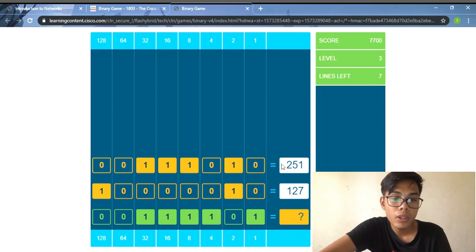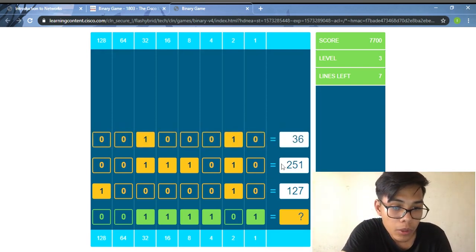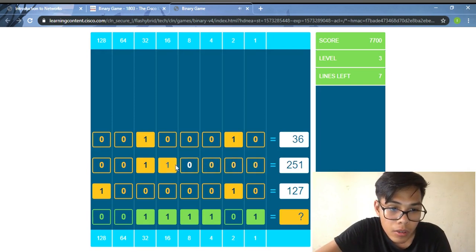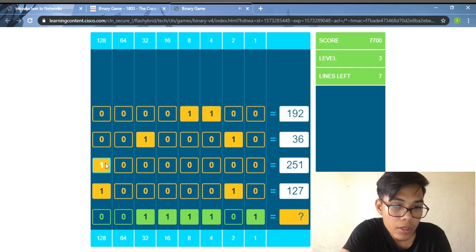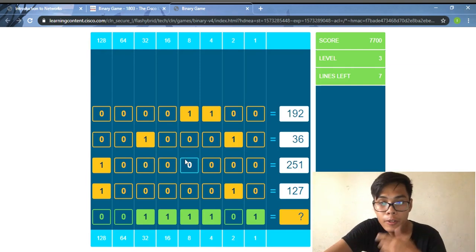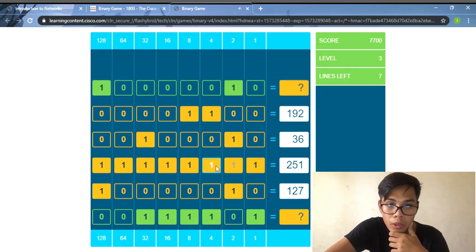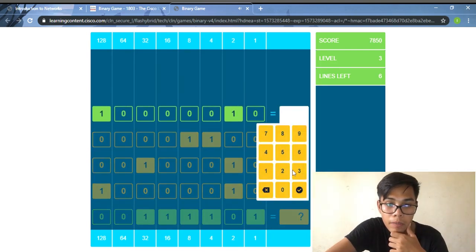251. We need 251. 128 plus 64 is 250. Oh, all of this is 255, so we put all of it and minus the 4 here. So it's 130.